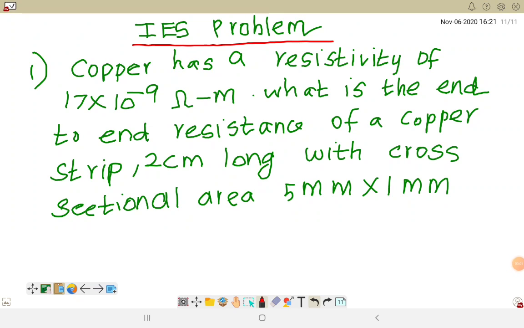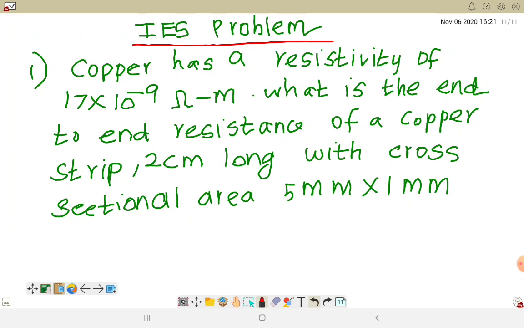Hi everyone, in this video I am going to solve some of the previous IES problems. Problem number 1: copper has a resistivity of 17 into 10 power minus 9 ohm meter. What is the end to end resistance of a copper strip 2 cm long with cross sectional area 5 mm into 1 mm?